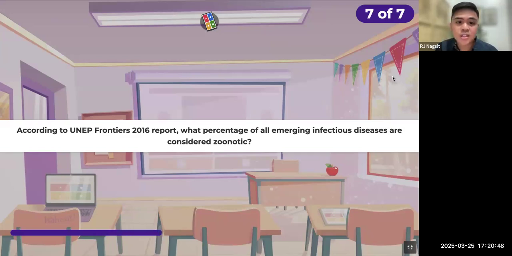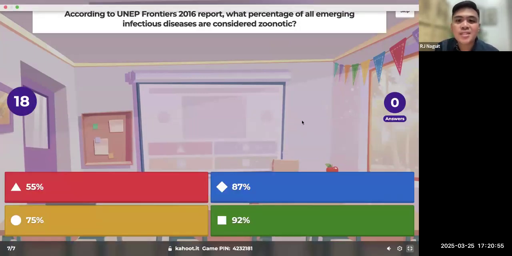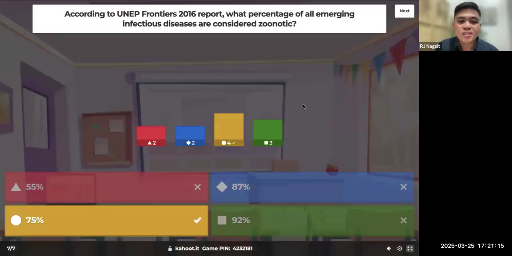according to the UNEP Frontiers 2016 report, what percentage of all emerging infectious diseases are considered zoonotic? So I think this was the presentation from our colleagues from Prezone. So, what percentage? Okay, so most of you got it right. So 75% of all emerging infectious diseases are considered zoonotic.